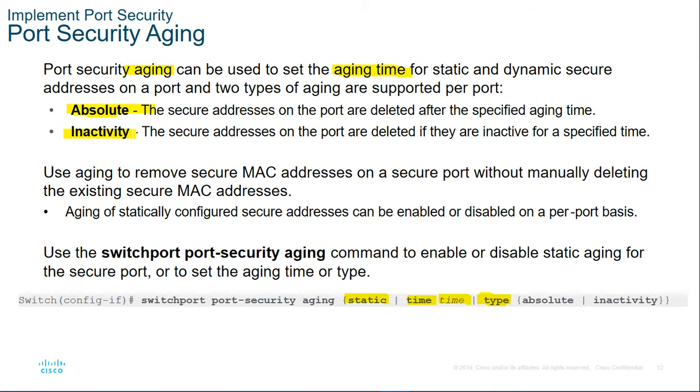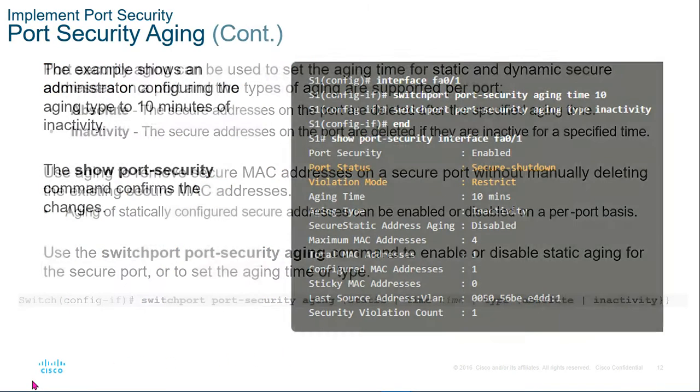Port security aging is configured through the command switchport port-security aging. This command enables or disables the static aging for the secure port or sets the aging time or type. Now, in our example, we are able to configure the aging time but we are not able to configure the aging type in our switch. It basically depends on the switch model and the iOS version it is using. If we try in another iOS version, maybe it will work. Go to the next slide.